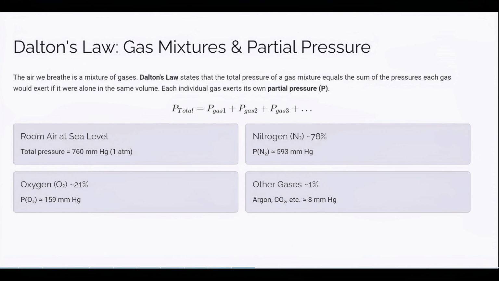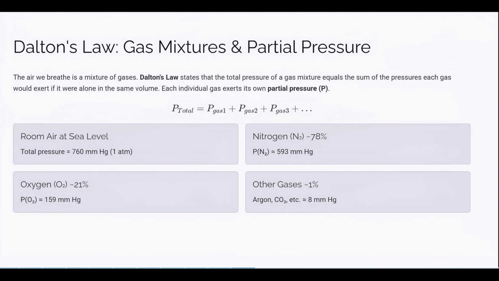When gases mix together, they don't blend into one average gas. Each one keeps doing its own thing, and each one keeps exerting its own pressure, as if the others weren't even there. And that's what we call a partial pressure.